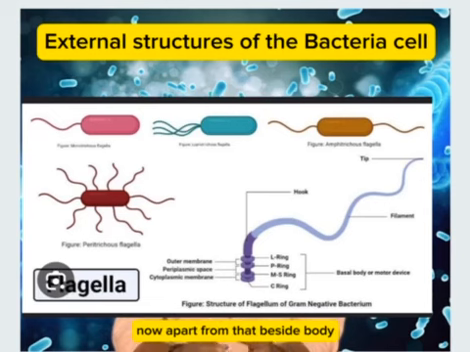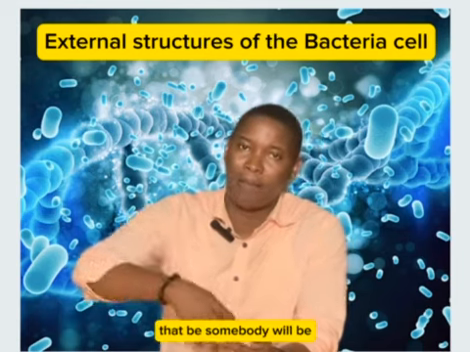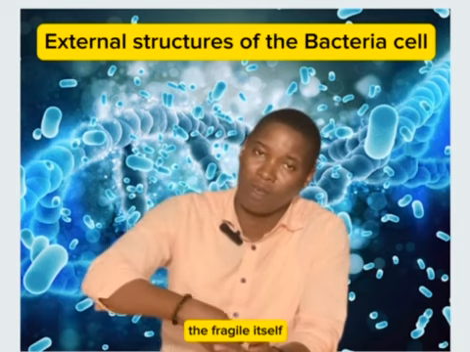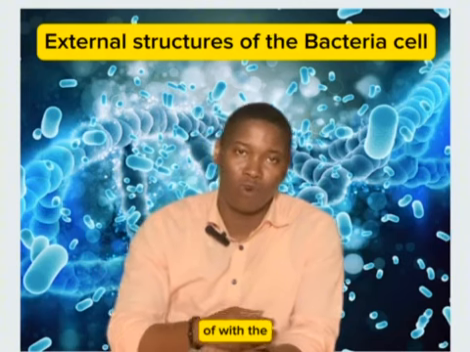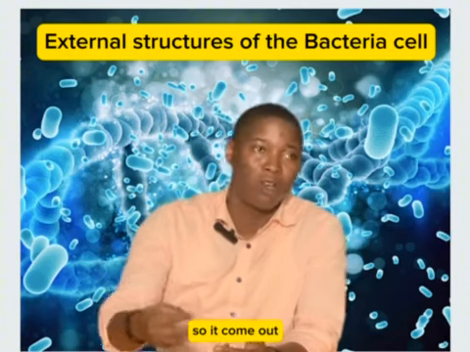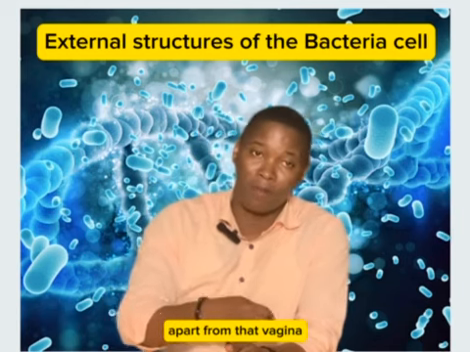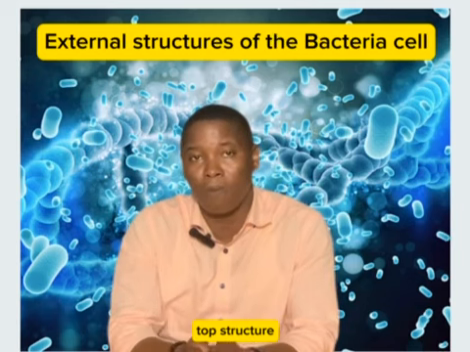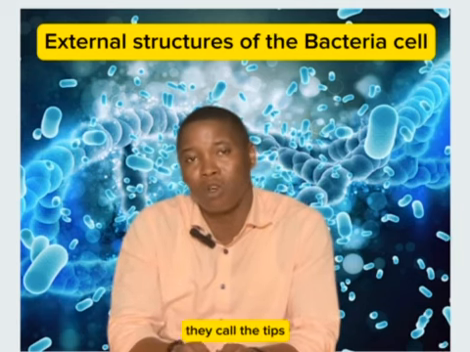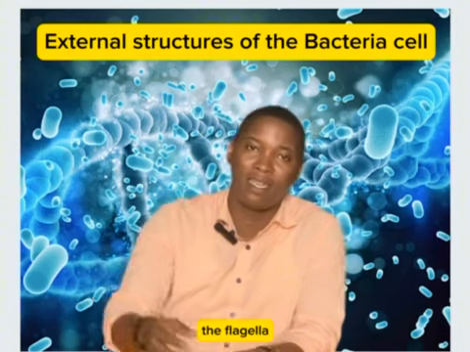Now apart from that basal body, you can get wetin they call hook. Now wetin comot from inside that basal body wey be the flagella itself, e bin comot from inside the basal body like the hair of wey dey person skin. So e comot from inside the basal body. Now apart from that hair, apart from that flagella wey comot from inside the basal body, the third structure wey dey inside flagella na wetin they call the tips, the end part, and na from there the flagella dey take grow.